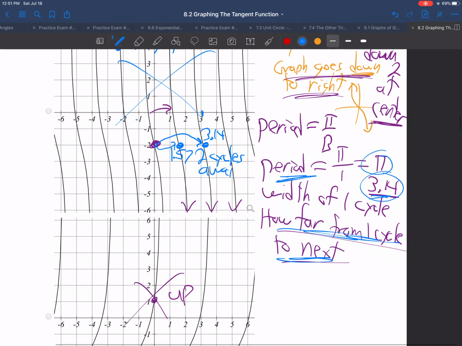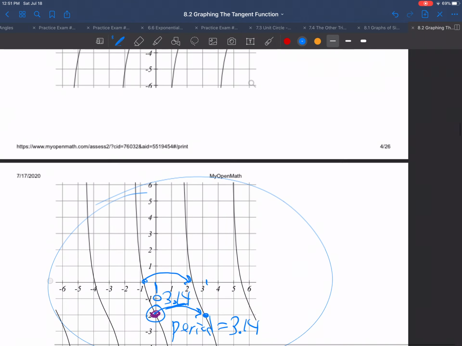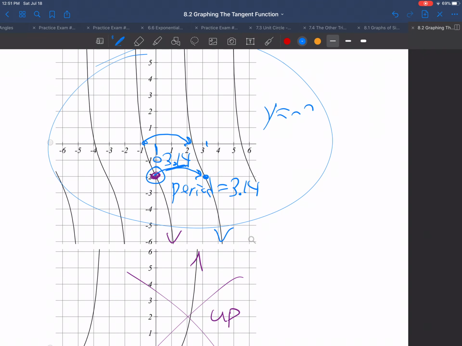What was our function? Y equals negative 2 tan x minus 2. So this is minus 2 tan x minus 2. That minus 2 is down. Snakes are going down. The period is 3.14. It's pi. The distance from one cycle to the next.